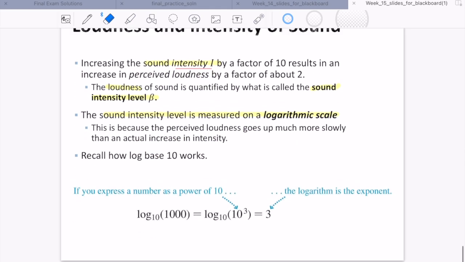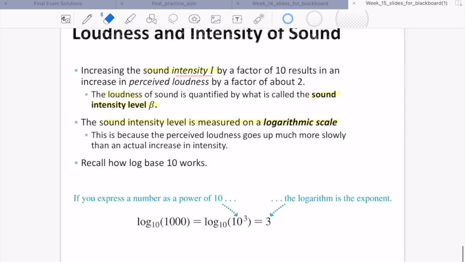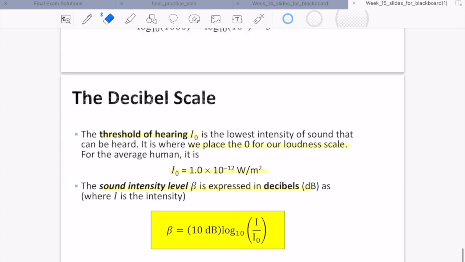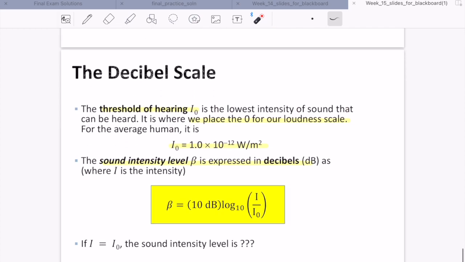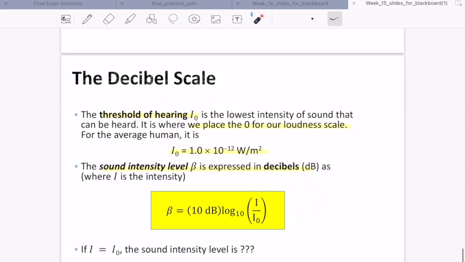That just brings us to sound and decibels. I think this is the last topic. There's only about 9 slides left, so we're good. All of this just tells you that sound intensity level is on a logarithmic scale. On the next slide, this is the equation for sound intensity level. That's your beta here, right?